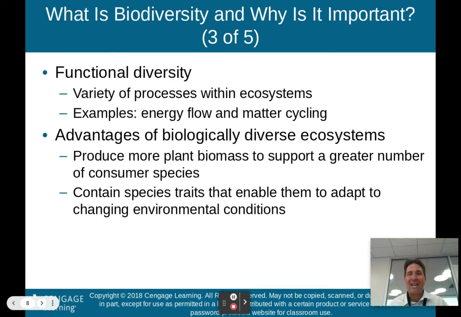They contain species traits that enable them to adapt to changing environmental conditions. All right, we're going to talk about how when you have an ecosystem with a lot of biodiversity, if something happens to that ecosystem, it can adapt and change better than an ecosystem with very little biological diversity. So for instance, a desert which doesn't have a lot of biological diversity, if you go ride an ATV in a desert and destroy a desert biome, it takes many years for that desert biome to recover from the damage.